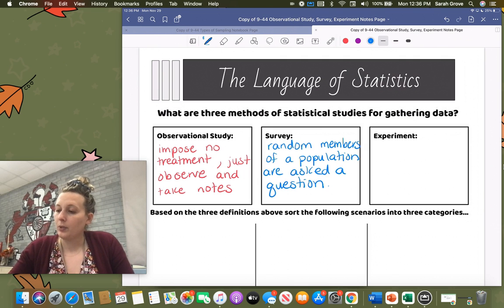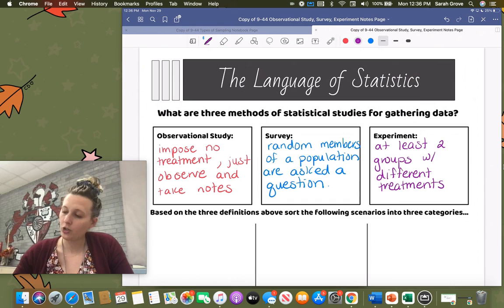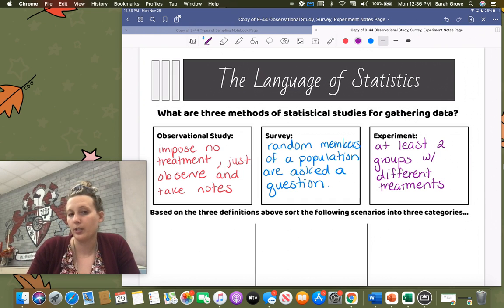Okay, and lastly, we have an experiment. An experiment is what you're used to doing in science, where you have at least 2 groups with different treatments being imposed on them. And by treatment, again, we just mean something's done differently.